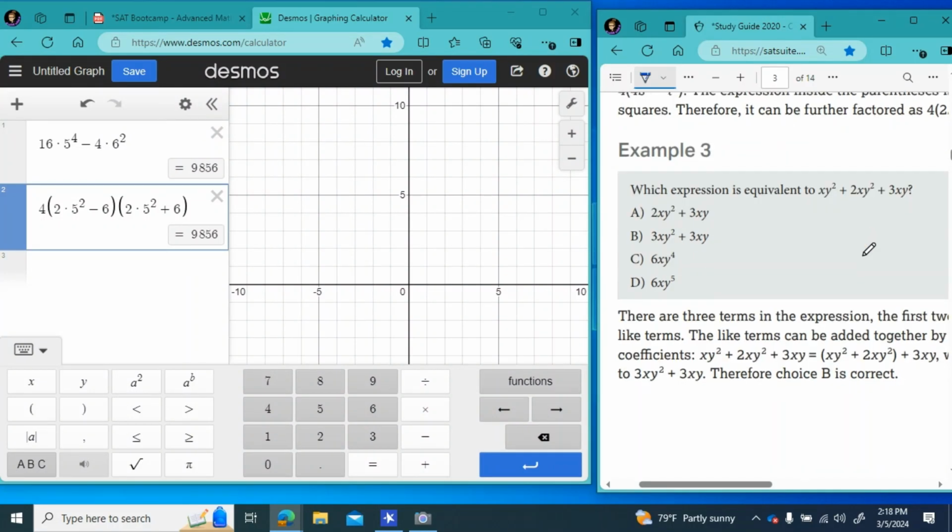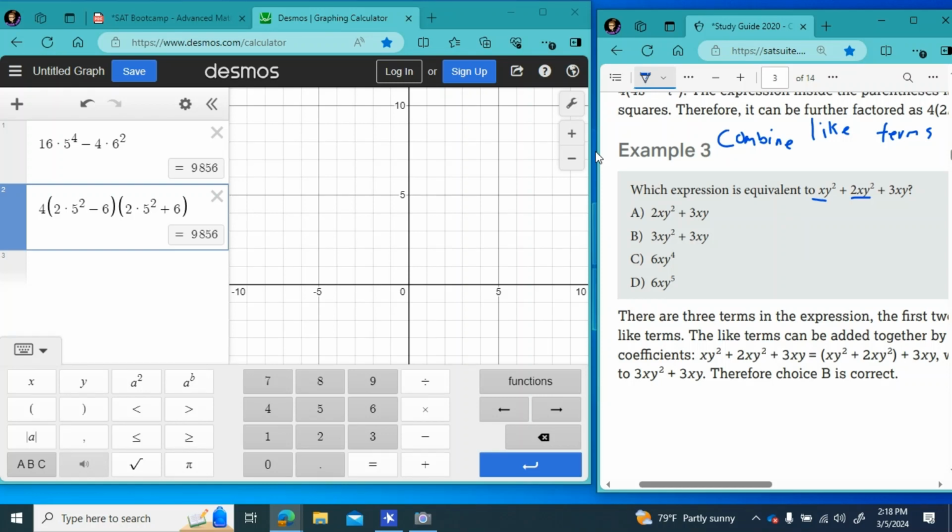Number 3 says, which expression is equivalent to xy squared plus 2xy squared plus 3xy? When I look here, I can see that these variables are exactly the same as these variables, which means that I can do something that you probably hear your math teacher say. I can combine like terms. Because the variables of these two pieces of the polynomial are exactly the same, I can combine them.